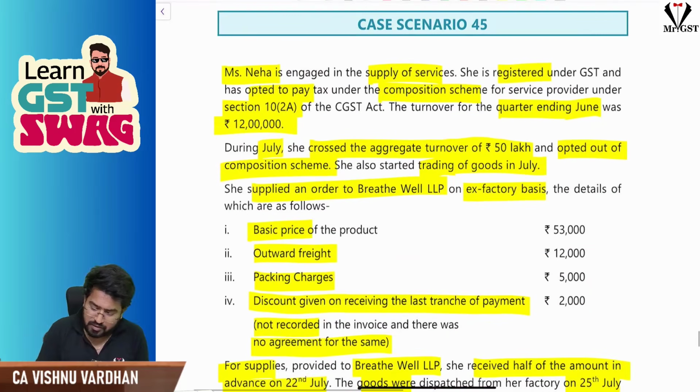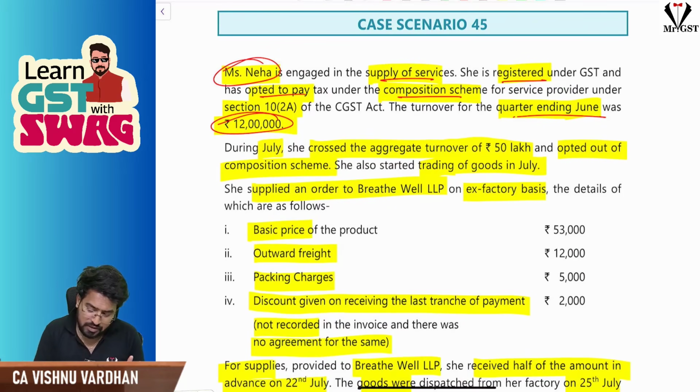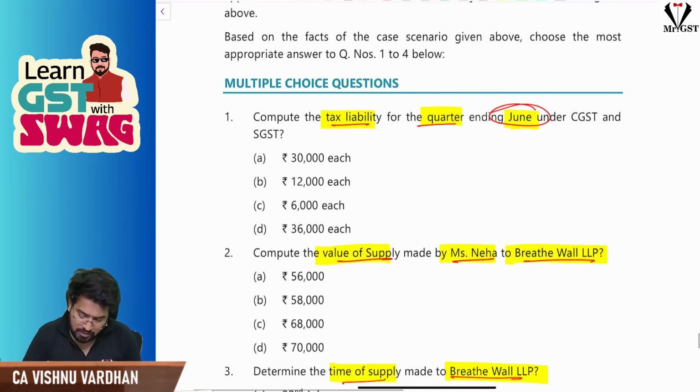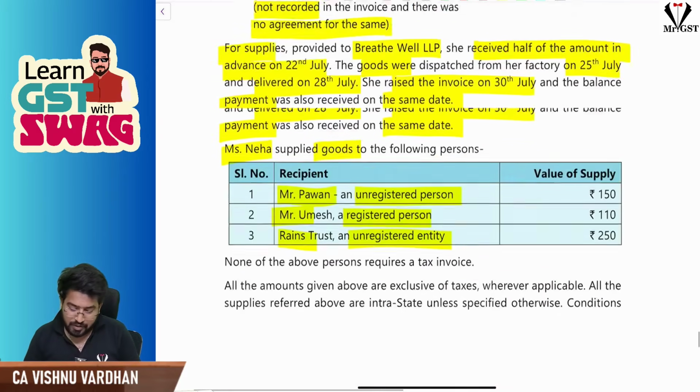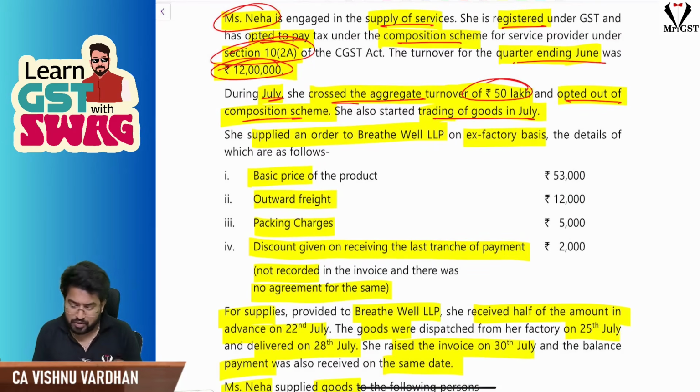See here, simple question. Miss Neha, supplying services, registered under GST, opting to pay tax under the composition scheme. For the quarter ending June, her turnover is 12 lakhs. You know, 10 2A composition scheme, 12 lakhs means 3% plus 3%, 6%, 36,000. 36,000 will be the answer, CGST, SGST each. This is important, guys. Next, in July, she crossed the aggregate turnover of 50 lakhs, opted out of the composition scheme, and started trading in goods only in July. Now she has got an order from Breathewell LLP on an ex-factory basis. This is important because it is on an ex-factory basis.